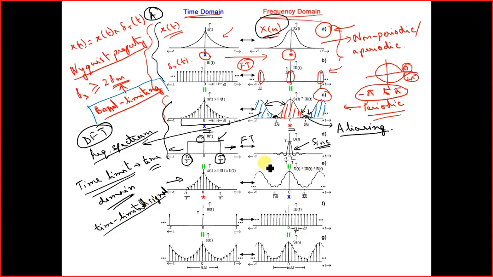And then if you go for the Fourier transform, you get the frequency spectrum with some distortion, because you are convolving it with the sinc function. Now once you get this frequency spectrum of the time limited signal, it is ready to be sampled.